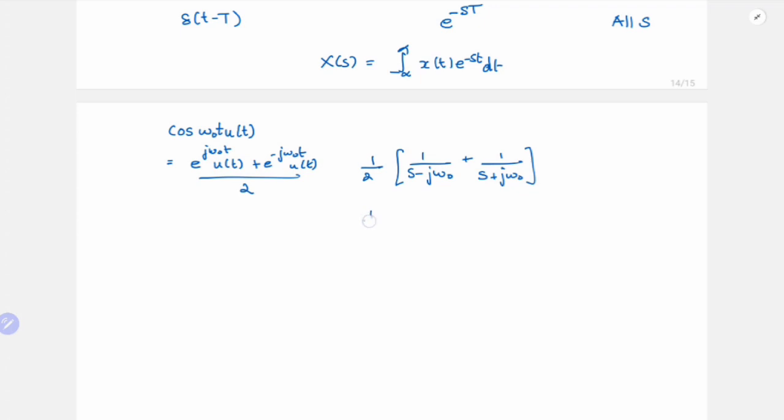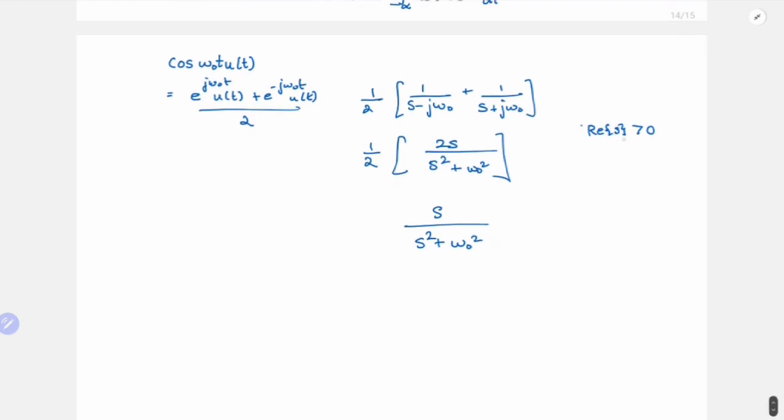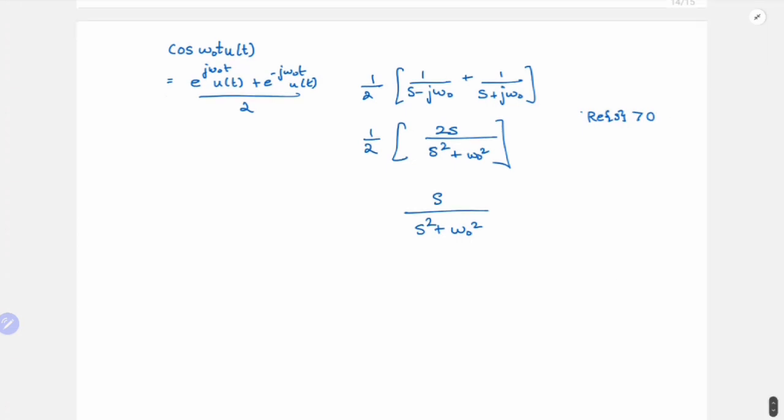So this will be nothing but 1 by 2 into, you will get 2j omega naught. Omega naught will cancel. You will get 2s in the numerator, and in the denominator you will get s square plus omega naught square. So your transform is going to be s by s square plus omega naught square. And you can see your region of convergence is real of s greater than 0, because real of a is here 0, right? So it should be greater than minus a, and real of a is actually 0. So it is real of s greater than 0.